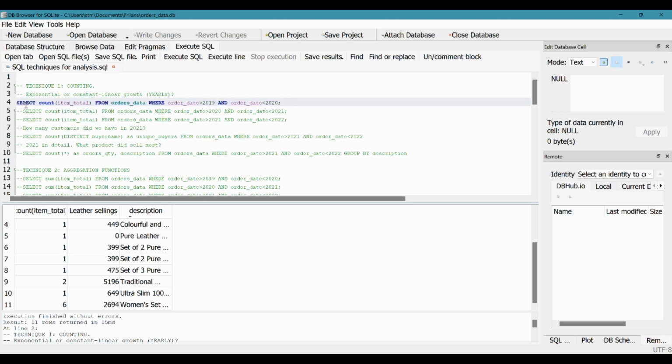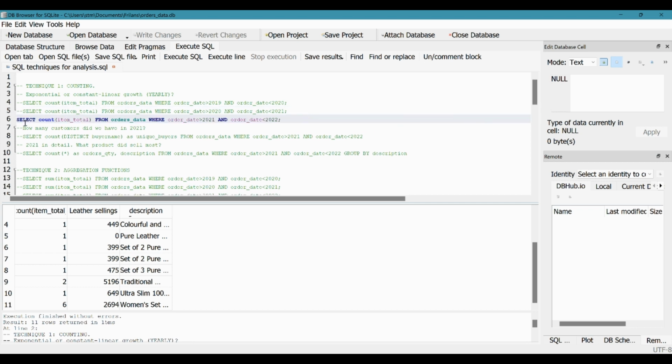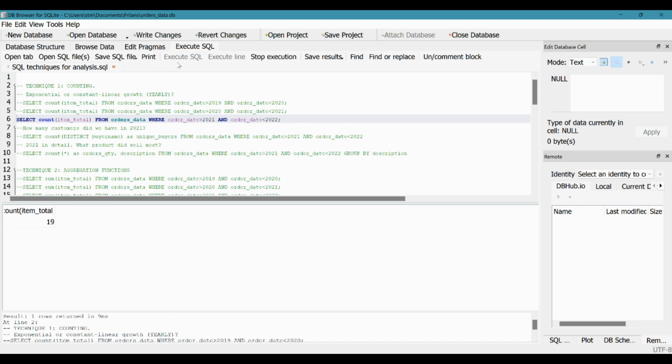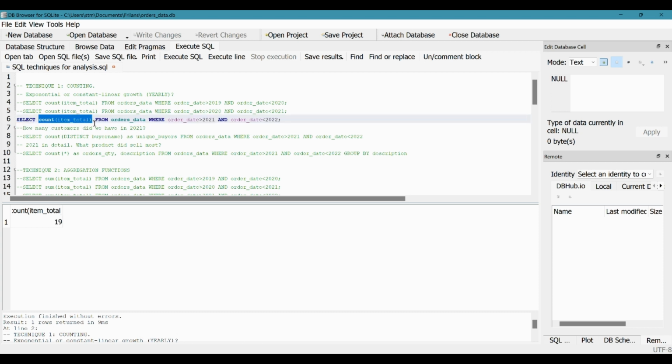The first technique would be counting. What I'm doing here is just to count. Let's take 2021. I'm counting the number of orders which I got in 2021. I do this with the help of this count function in the item total column. And it's telling me that I have 19 orders in 2021, all in all.